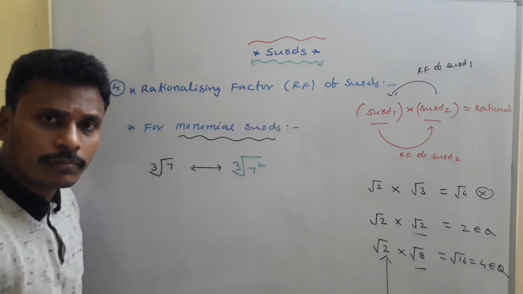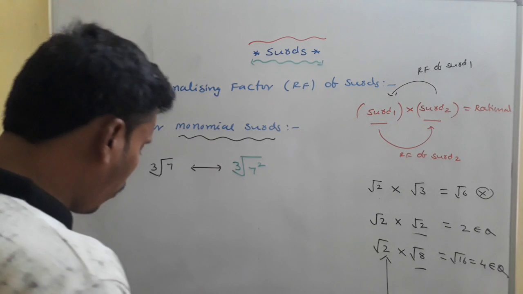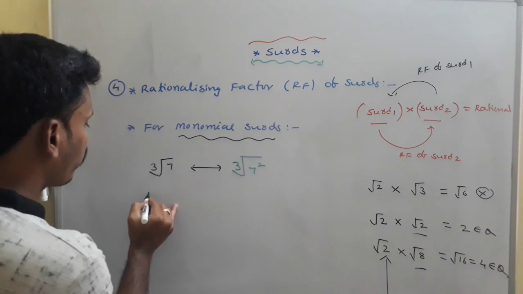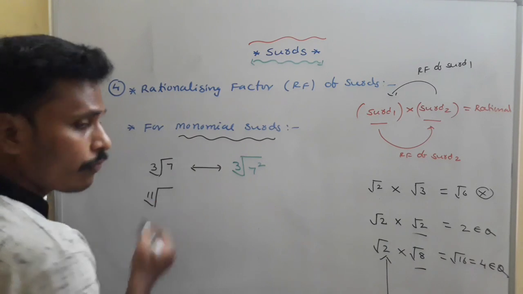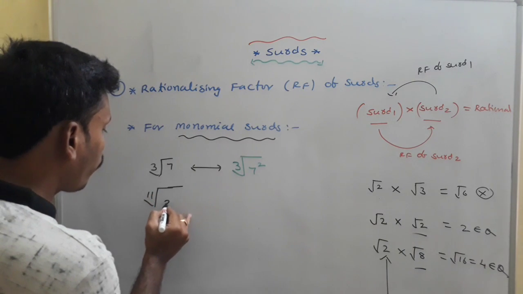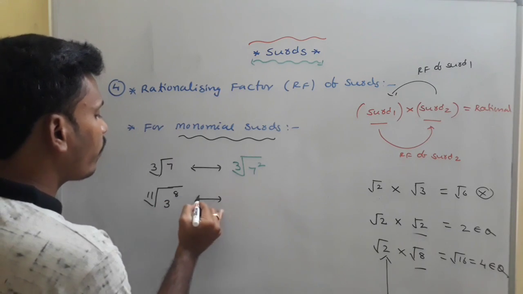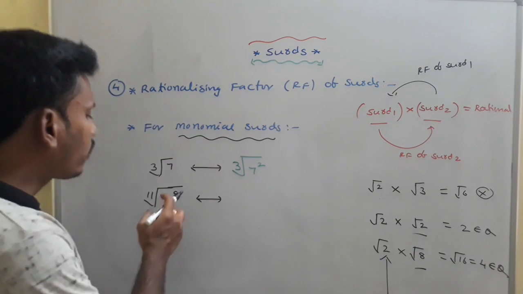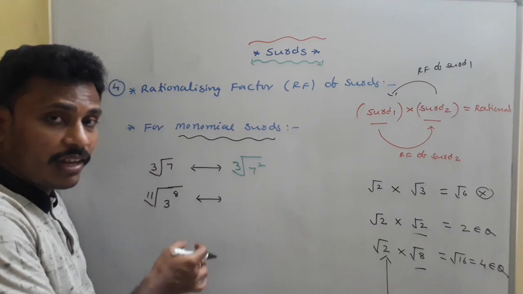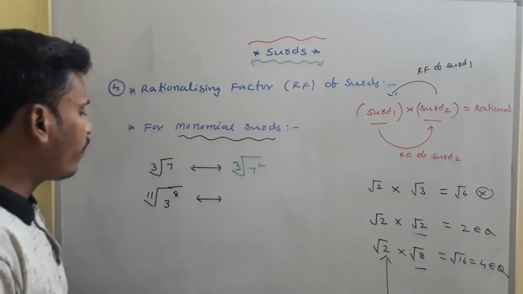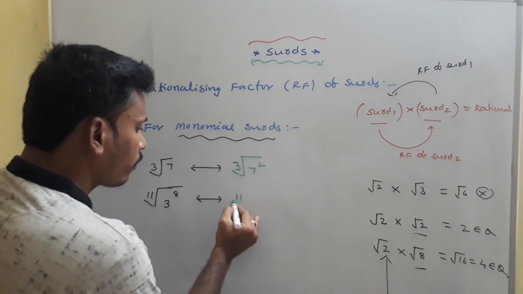That much simple. Okay, I will give you one more problem. For example, if I have the 11th root of 3 power 8, I need 3 more 3's to make it 11 inside. So its rationalizing factor is simply the 11th root of 3 cube.